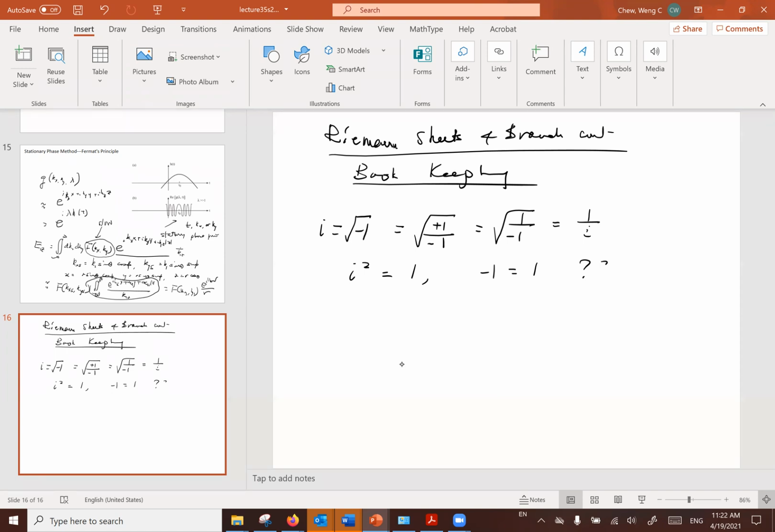Well, I arrive at this because I have very sloppy bookkeeping. I didn't keep track of my square roots. Every time I take a square root, I should assume two possibilities. If I assume those two possibilities, then I would not have this paradox or contradiction. You can read about this in the lecture notes. This is how important it is to have Riemann sheets and branch cuts in order to solve this problem in an unambiguous fashion.